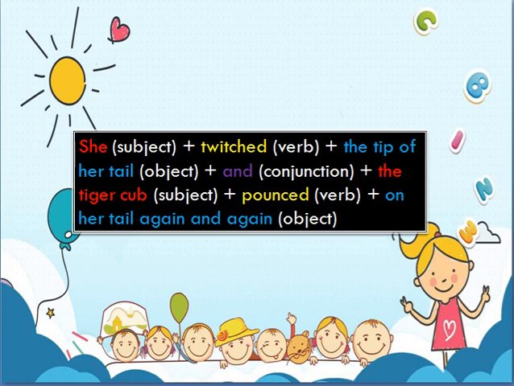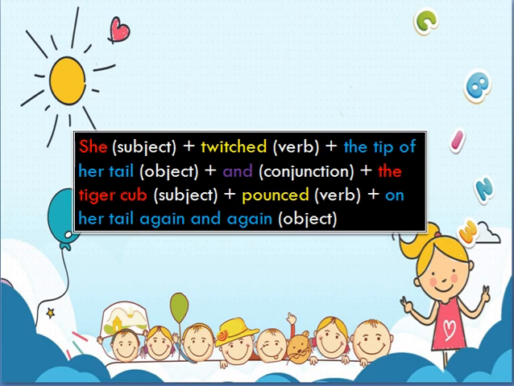Okay. So, the mother tiger is twitching what? She is twitching what? The tip of her tail. So, this is the object. Okay. So, the first part is over. Subject, verb, object. She twitched. The tip of her tail is the object. So, this part is over. Next is conjunction. It is joining two parts of the sentences. So, it is conjunction and. Here begins the second part of the sentence.